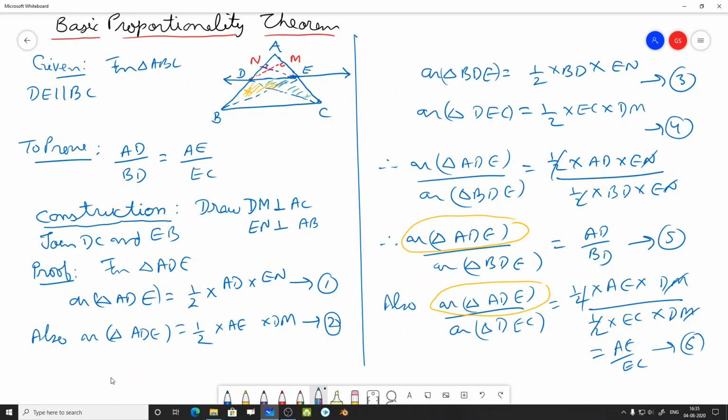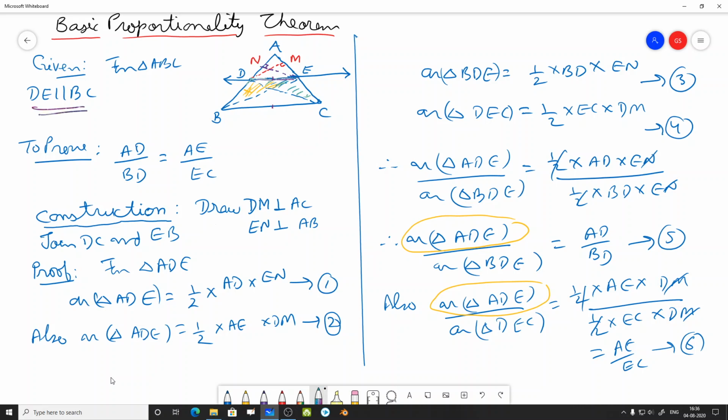Why? Because they have the same base. What is the base for them? If you take DE as the base in triangle BDE, and in triangle DEC also take DE as the base, then the base is common, and they are between the same parallel lines. Why? Because it is given to us that DE is parallel to BC.